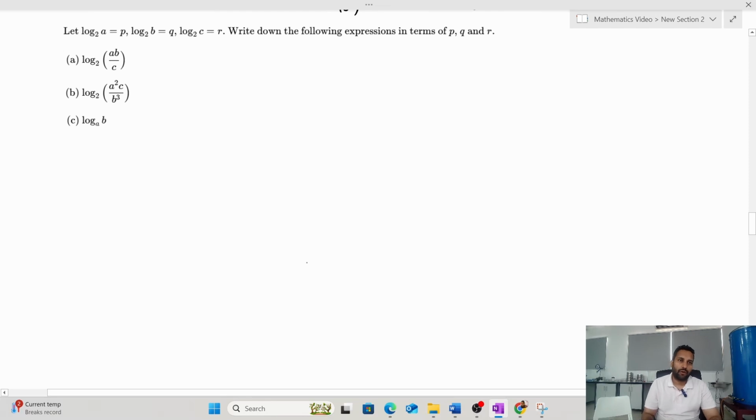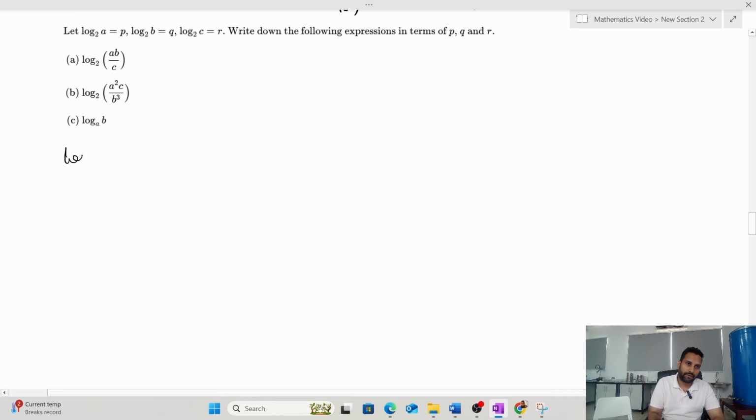You have log₂a as p, log₂b as q, and log₂c as r. Write down the following expression in terms of p, q, and r. Okay, so you need to write down the following expression in terms of p, q, r. So I will try to solve this.